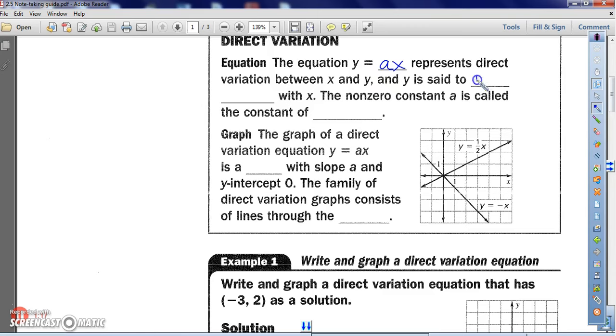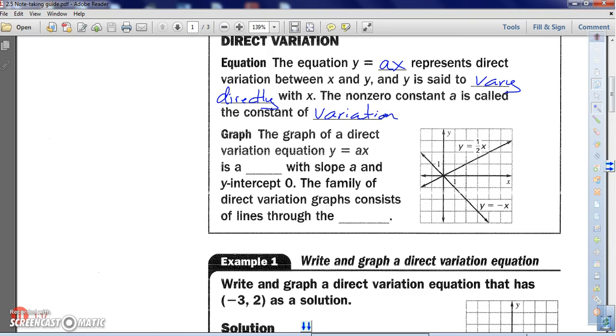And y is said to vary directly with x. The non-zero constant a is called the constant of variation. So once again, those are some vocabulary terms and phrases that we need to be familiar with.